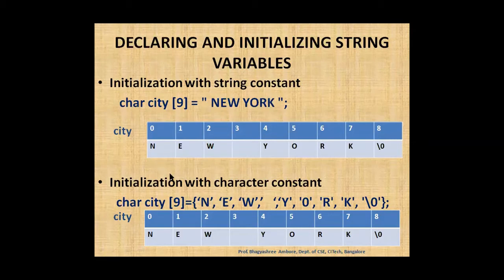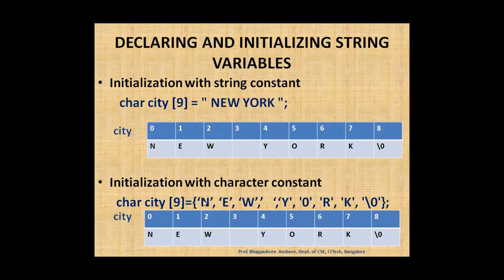Now the second method we'll see: initialization with character constants. Here, I gave the complete string as a string constant. Now I am mentioning it character by character. What is the difference between this and this? We'll see the declaration first: char city[9]. So there is no difference in the declaration.